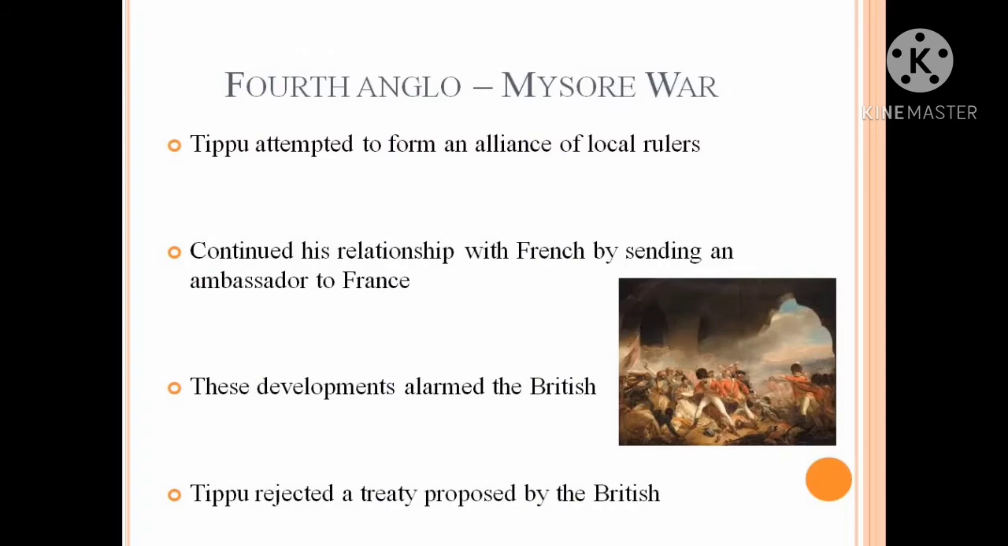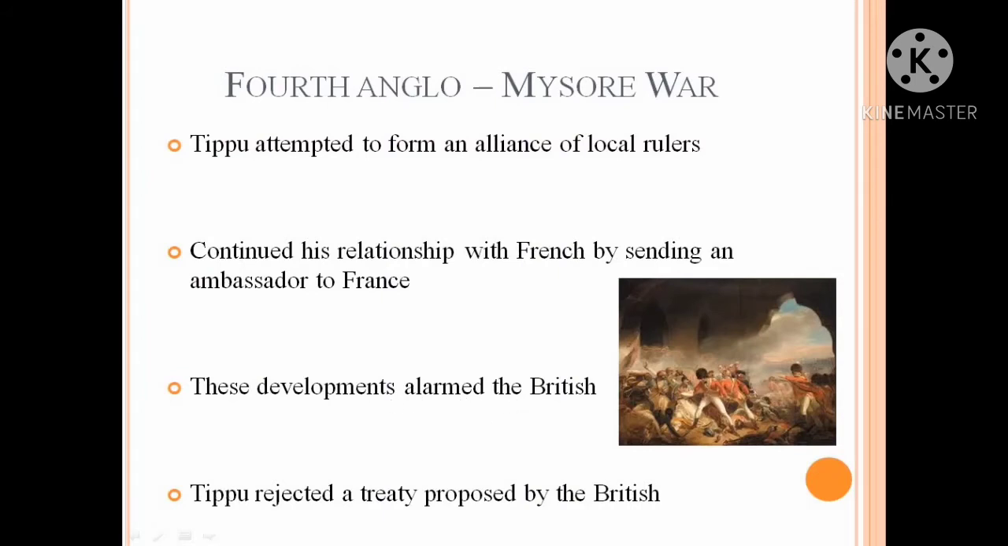But he didn't agree. Tipu attempted to form an alliance of local rulers. Actually, the problem is because of some problems of Tipu Sultan, local rulers did not support him because he was arrogant. Because of his arrogance and his religious policy, many rulers did not support him, and he continued his relationship with the French by sending an ambassador to France. And these developments alarmed the British.